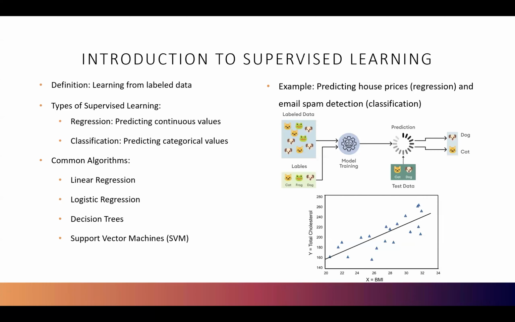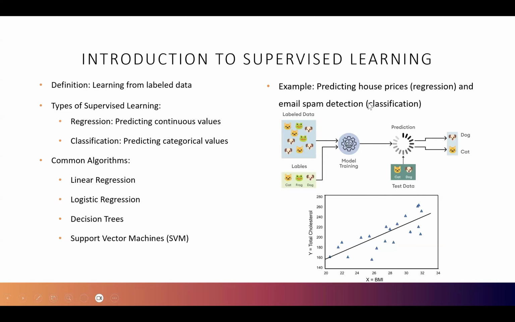Classification is categorical values. And the good example, this is the third time I use it, is a categorical or classification example where you're not predicting a specific value, a specific number. You're predicting the animals. So the animal here is the category. You have cat, frog, and dog. These are different categories. Common algorithms for both regression and classification are linear regression, logistic regression, decision trees, and support vector machines.